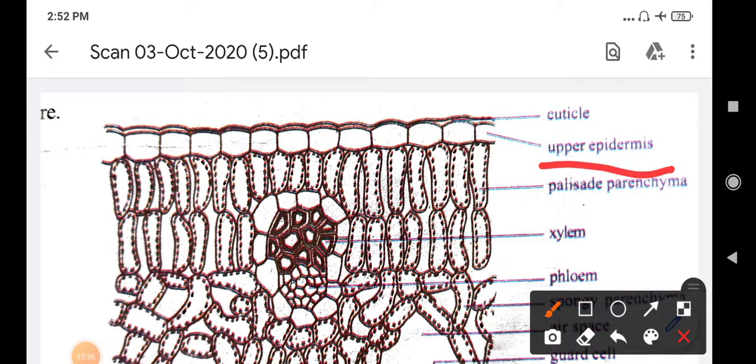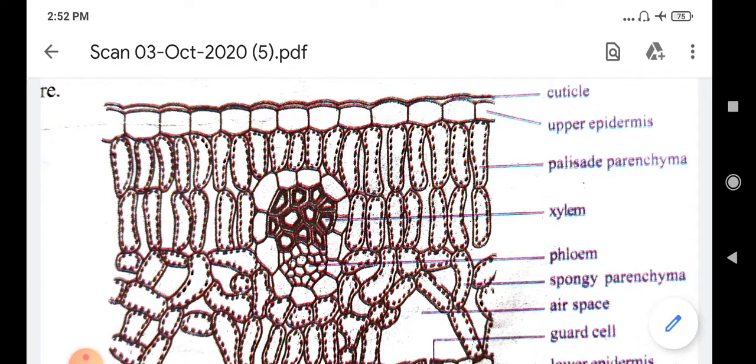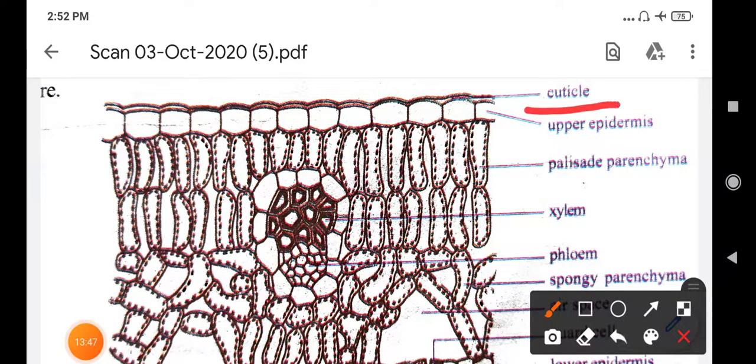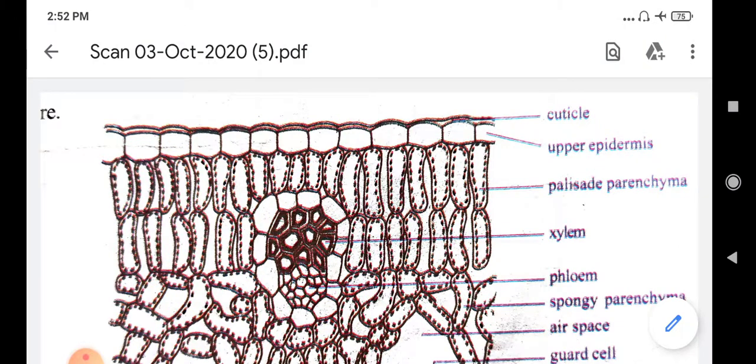So first of all, the leaf has two epidermis, that is the upper epidermis and the lower epidermis. On the upper epidermis you can see a structure called the cuticle. Nothing but the waxy coating that is present on every leaf is called a cuticle, which helps to prevent the loss of water. What is the function of the cuticle? It helps to prevent the loss of water.